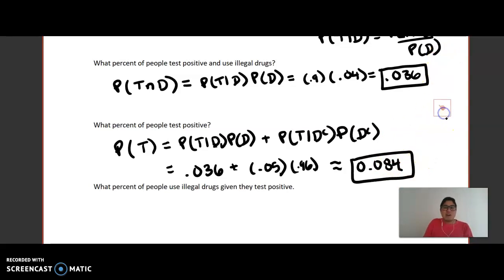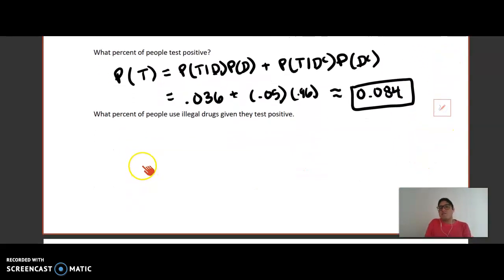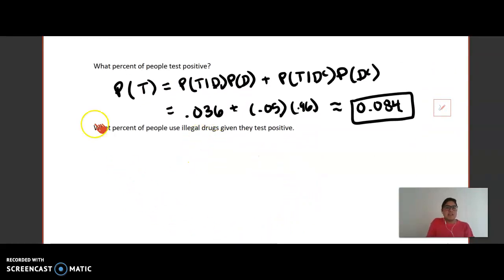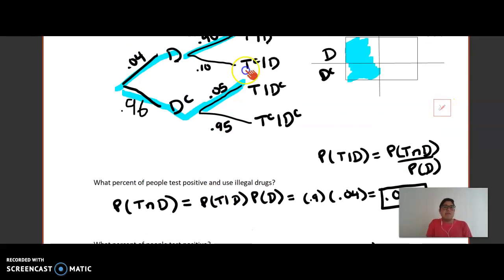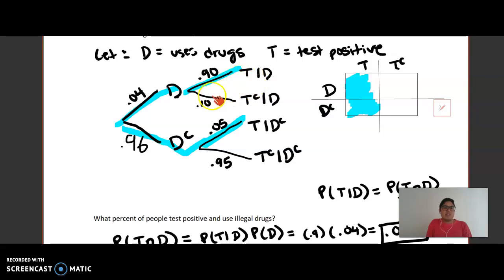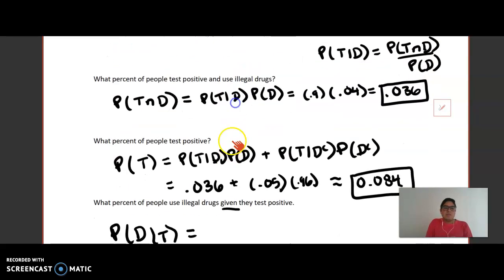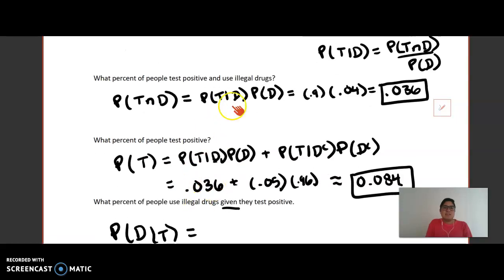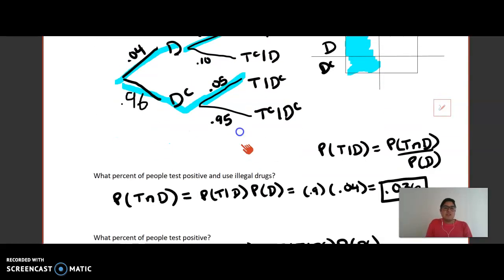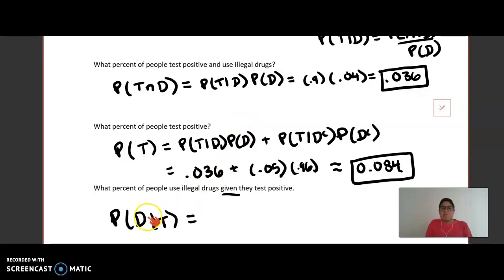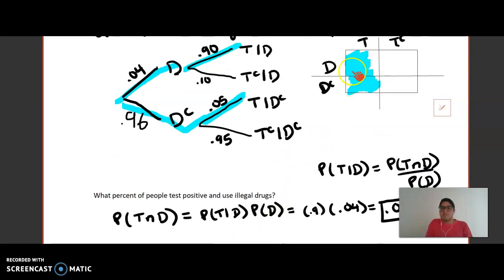So now that brings us to our last bit here. What percent of people use illegal drugs given they test positive? So what percent of people use illegal drugs, and then look at that keyword there, given that they test positive? And at first it's tempting to select T given D, but that was already given to us. They wouldn't ask us to find something that we were already given. So we're finding the opposite. This assumes that we know that they use drugs. But now we're looking the other way, probability of D given T.